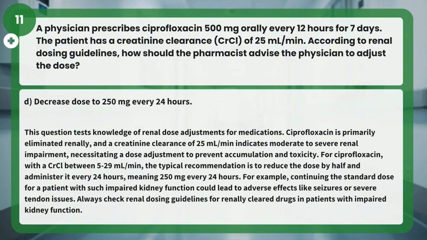Answer, D. Decrease dose to 250 milligrams every 24 hours. This question tests knowledge of renal dose adjustments for medications. Ciprofloxacin is primarily eliminated renally, and a creatinine clearance of 25 milliliters per minute indicates moderate to severe renal impairment, necessitating a dose adjustment to prevent accumulation and toxicity. For ciprofloxacin, with a CrCl between 5 to 29 ml/min, the typical recommendation is to reduce the dose by half and administer it every 24 hours, meaning 250 milligrams every 24 hours.